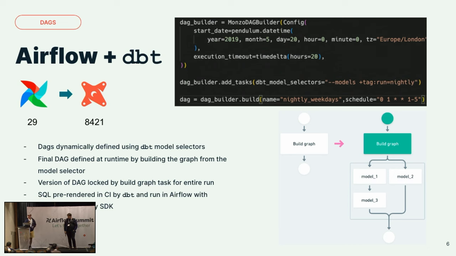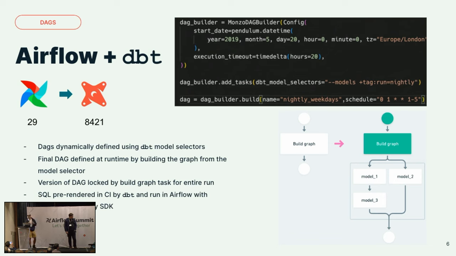So we've got an example here. I think here we can see where we're using a dbt model selector with anything that's got a tag run of nightly and anything downstream of that. And so what that does then is when we build this DAG out, we use that model selector to work out the subset of models within the dbt project that we want to build a DAG for.